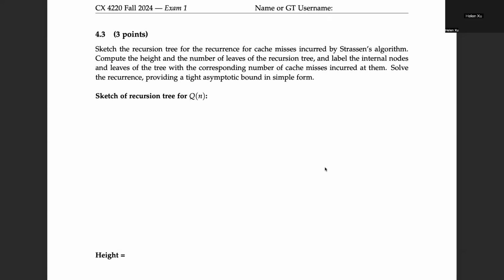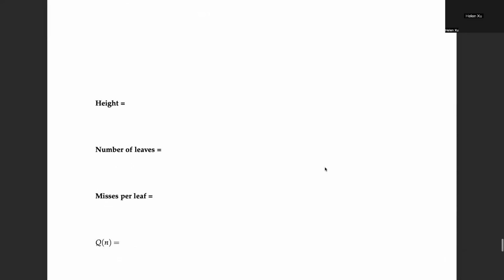7 raised to the height is just this. So this is the way the analysis goes. You calculate the height, you calculate the number of leaves, which is 7 raised to the height. In general, it's fan out raised to the height, but here the fan out is 7. The number of leaves is this thing, the misses per leaf is this thing, and Q of n is just the product of these two. It's log base 7, right?